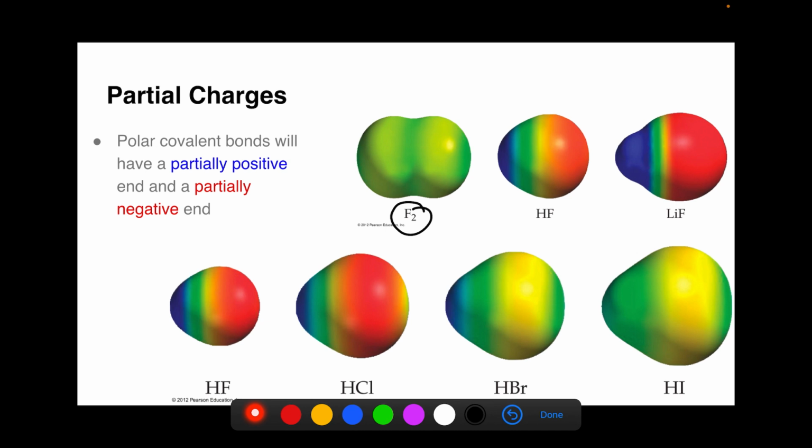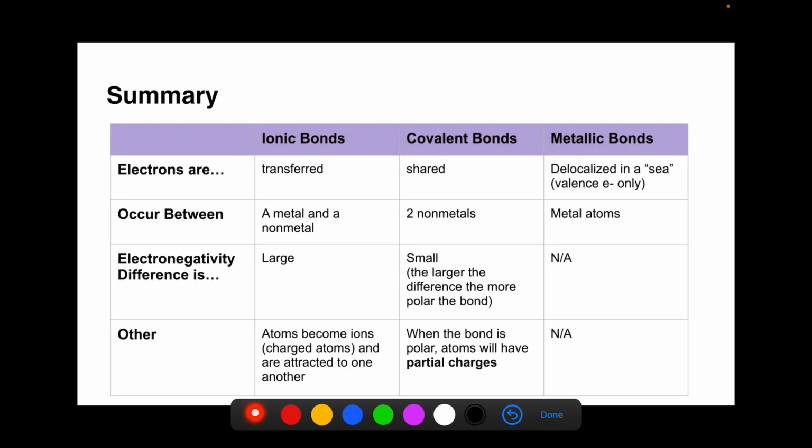However, in more polar bonds here, we see that we have way more electrons on the red side than on the blue side. That results in a partial negative charge on this side and a partial positive charge on this side. Here's a table summarizing everything we just discussed.